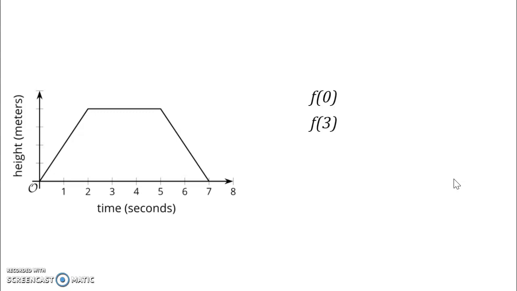f of 0 means when the input was 0, what was the output? When the input was 0, that means x was 0. Where x is 0 is right here. The output was also 0. Okay, so it's 0 because the y value is 0. The output is the same as the y value. What's the y value of this point here? It's 0. What about f of 3?